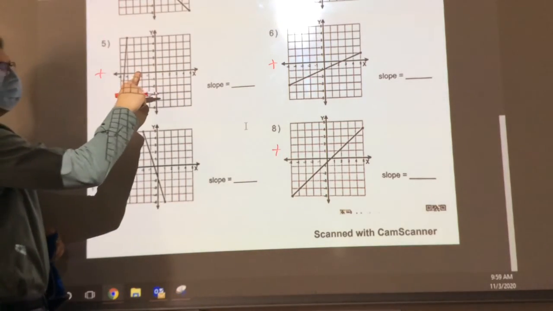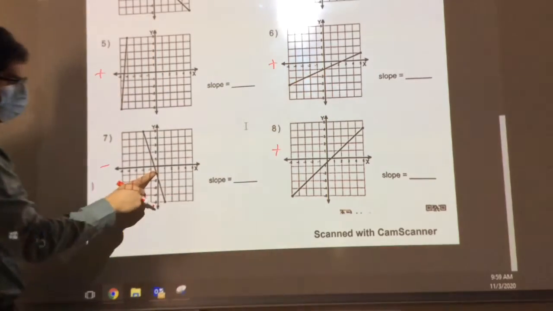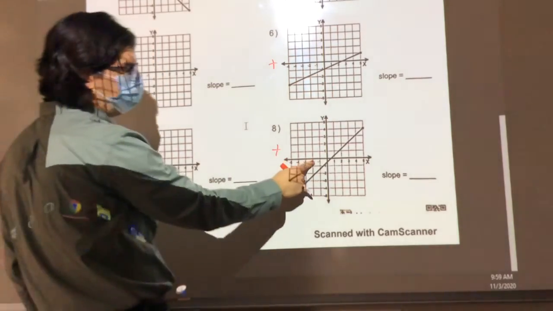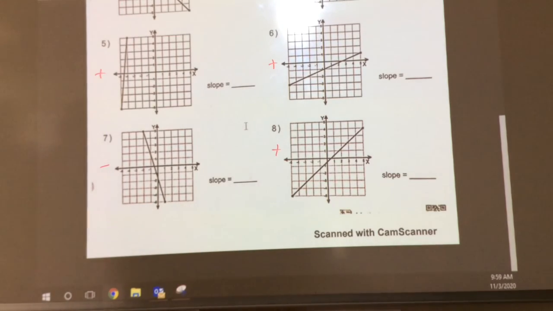Proportional or non-proportional? Non-proportional. Proportional or non-proportional? Non-proportional. Proportional or non-proportional? Good. You guys are learning. You see that? Do you realize that? Think about how much you figured out in the past couple weeks. Proud of y'all.